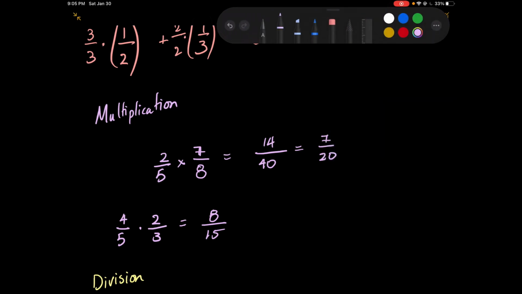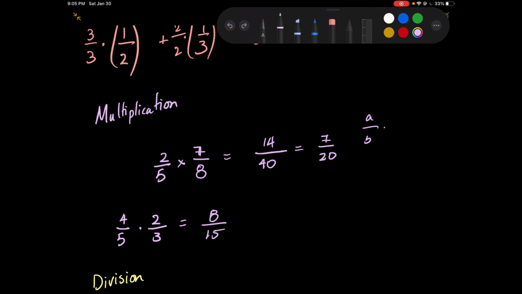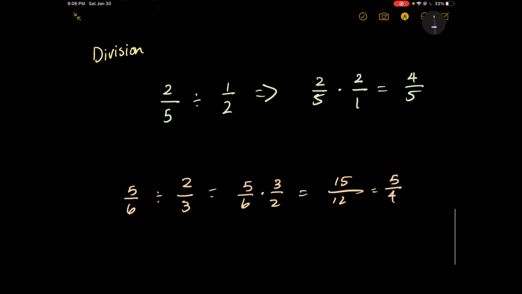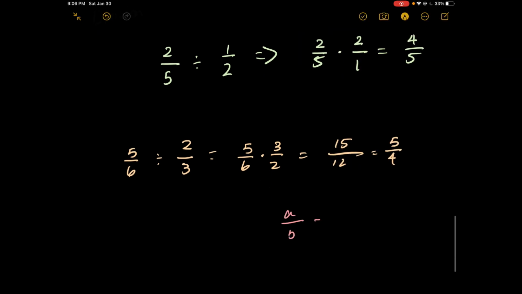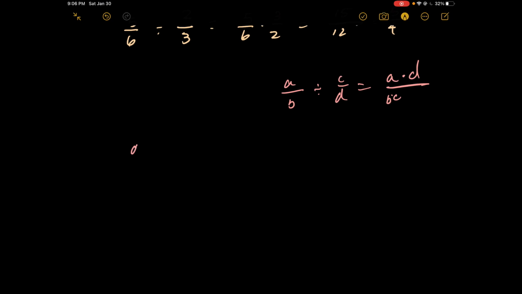Multiplication: if you have a/b times c/d, this is always equal to a times c divided by b times d. Then just simplify. Finally, division: a/b divided by c/d is always equal to a times d over b times c. You can also re-represent any division sign as a fraction. So let's say you have a divided by b. This can also be represented as a ratio, or a/b.